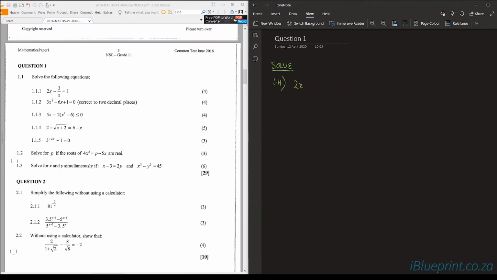We're given 2x minus 3 over x is equal to 1. The first thing you need to know when you see something like this is that anytime you see x in the denominator, you're typically going to want to try to get x into the numerator by multiplying both sides by x. That's going to give you a quadratic equation. So let's do that. Let's go 2x squared minus 3 is equal to x. 2x squared minus x minus 3 is equal to 0.